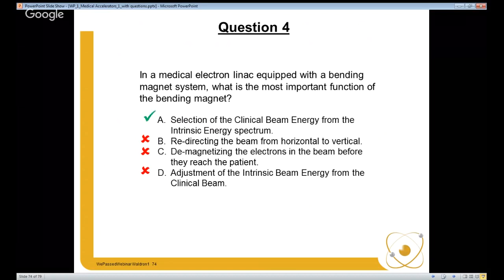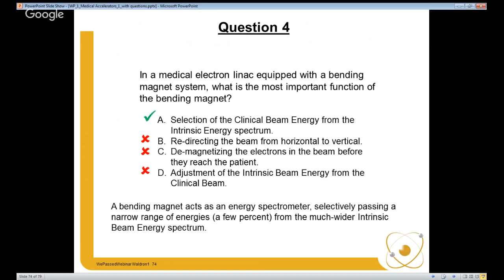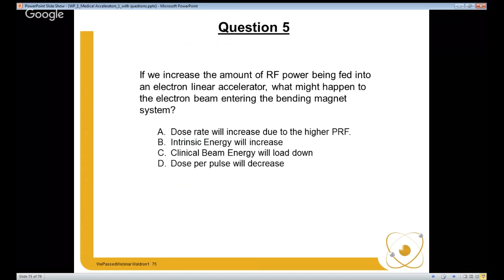We are selecting the clinical beam energy from the intrinsic energy spectrum. This is the main function of the bending magnet, to get that narrow energy out of our machine for treatment. So now we can go to question 5.